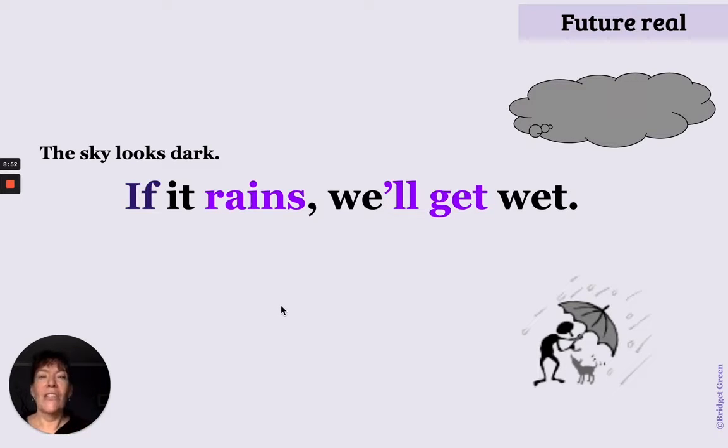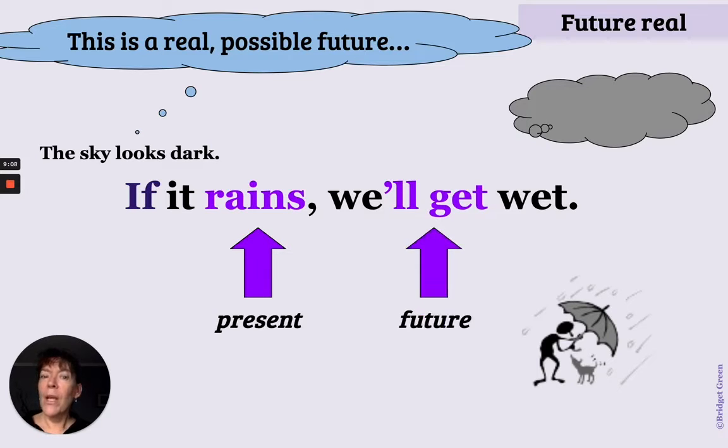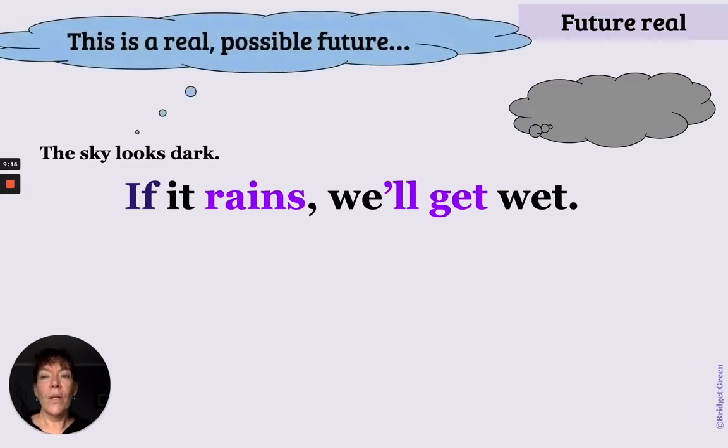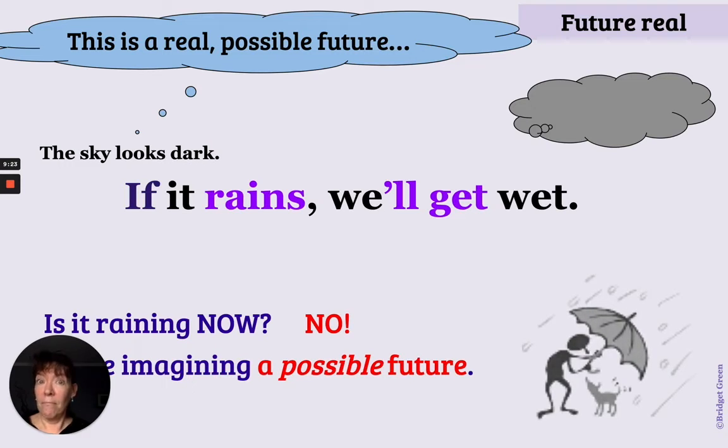This is talking about the future, and it's a possible thing. So it's a real possible future. The sky looks dark. If it rains, we'll get wet. Notice we have the present, but now there's a switch. This is in the future, and we're talking about the future, so that's cool. If it rains, we'll get wet. Is it raining now? No. We're imagining a possible future. It might rain.